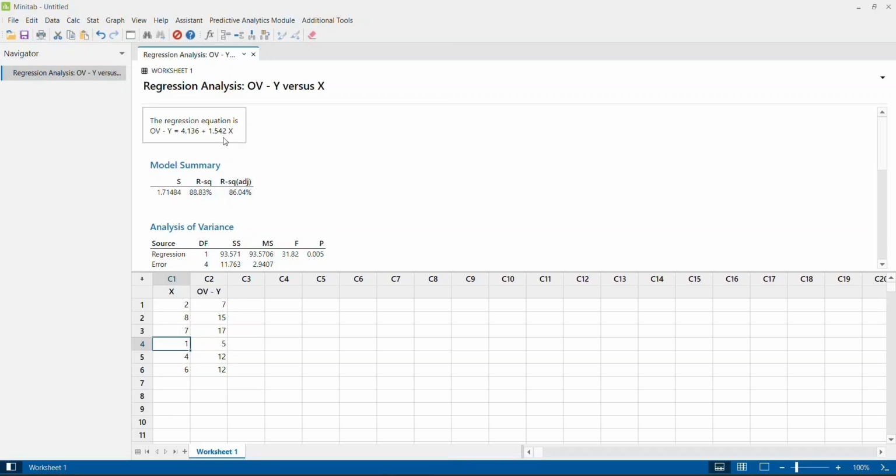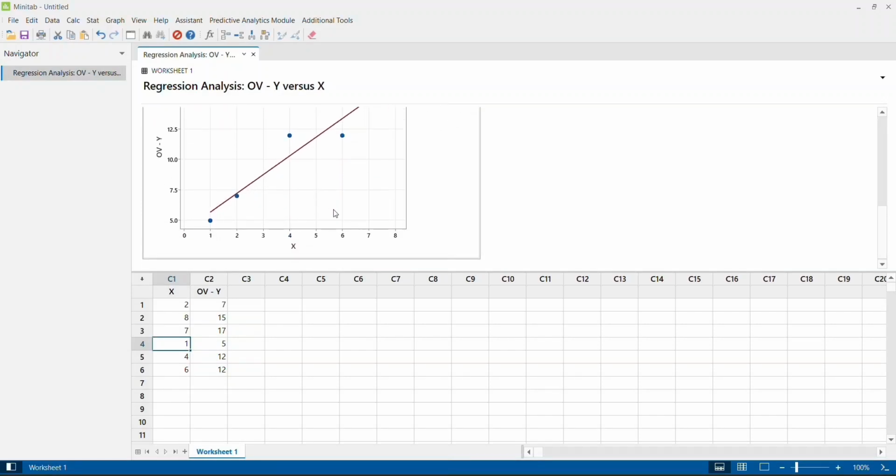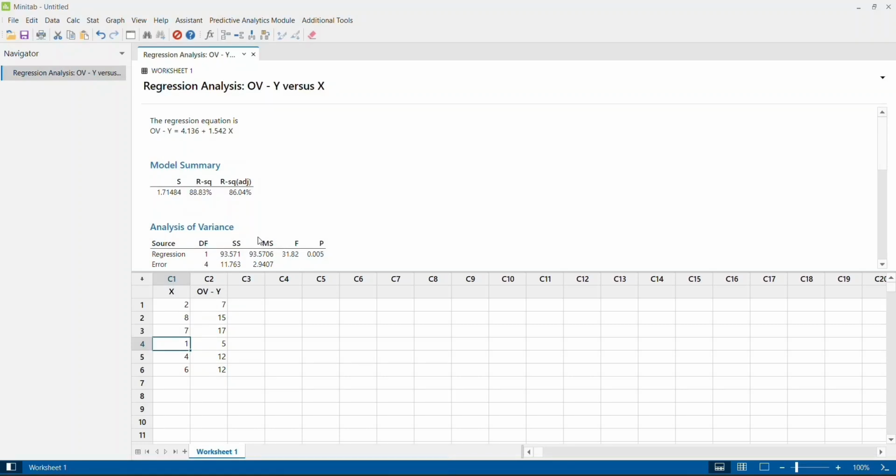Similarly, what does m stand for? M stands for slope of line. That means what is the angle that this line will create with the x-axis, and that angle indirectly will decide what will be the rate of change of y when there is 1 unit change in your x. That is what we call m.